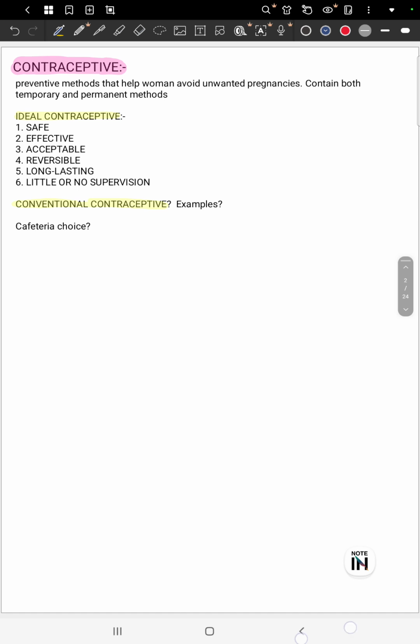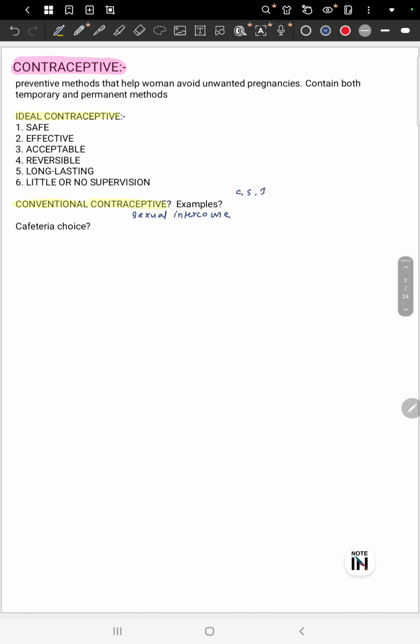So what do you mean by a conventional contraceptive and what are the examples? Conventional contraceptives are those contraceptives that you use during the time of sexual intercourse. The examples include condoms, spermicides, and jellies.